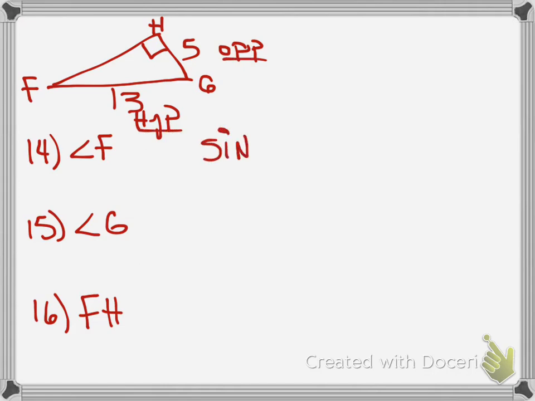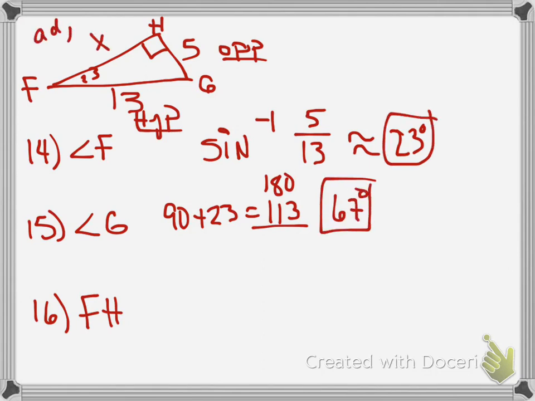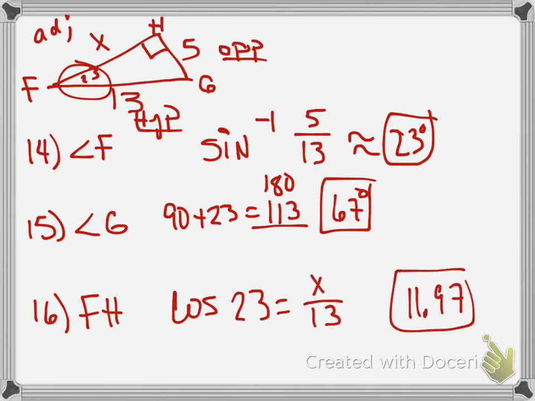So I'm going to do sine, because opposite over hypotenuse, sine inverse of 5 over 13 gives me about 23 degrees. Then I can add that to the 90 to find the third angle, or to find angle G, and subtract from 180 to get 67. Then the missing side is x, so I'm going to say cosine, that's the adjacent, x over 13, since I already know the hypotenuse, and I get about 11.97. Or if I round it up to the nearest whole number, it would be 12.